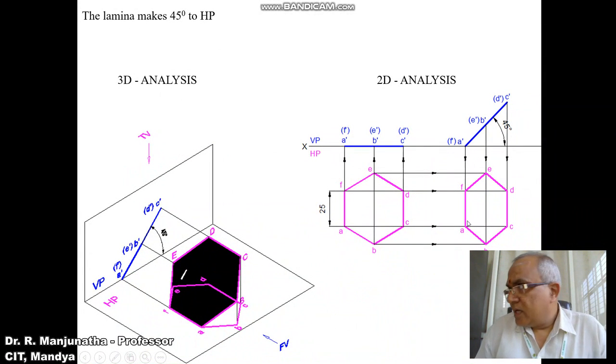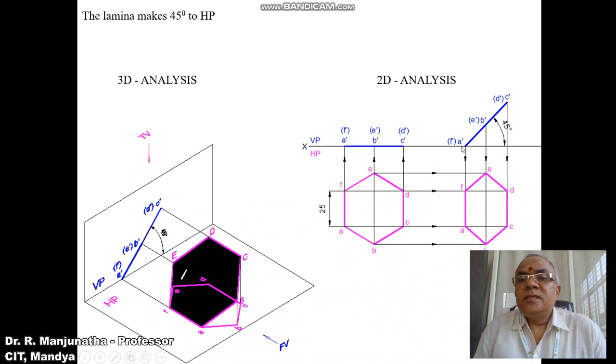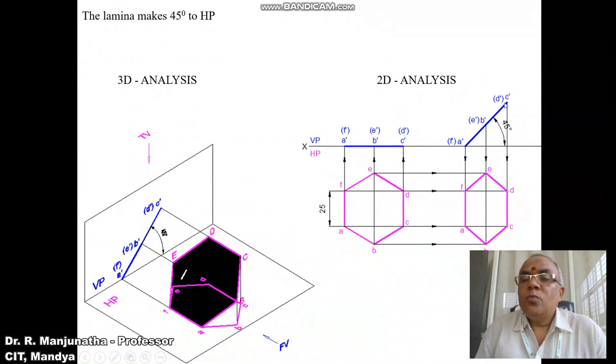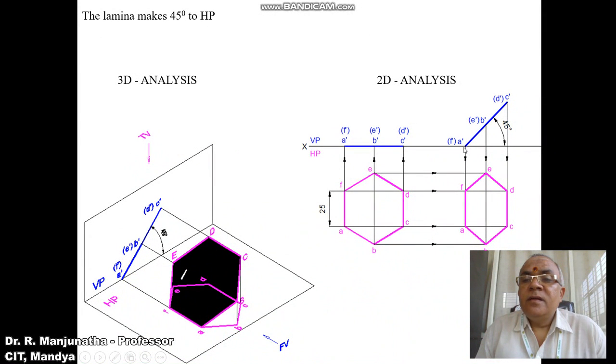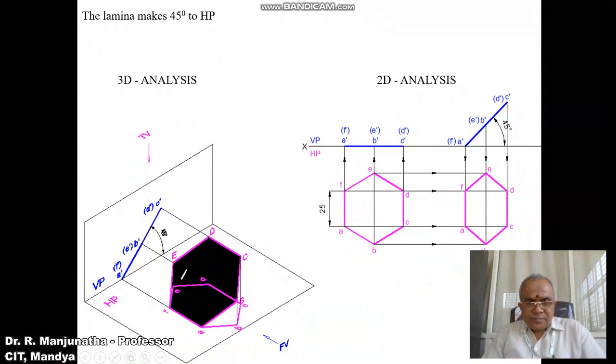These are the sides, and as we see here, the edges AF, A dash F dash, and C dash D dash are both parallel to HP. So therefore you are getting the true length here, that is AF and CD. But AB, BC and DE, EF, that is A dash B dash, B dash C dash, are inclined to HP. So therefore you are getting the apparent length here. D dash E dash and E dash F dash are also inclined to HP. Therefore DE and EF will also be apparent length. This is not going to have any true shape.